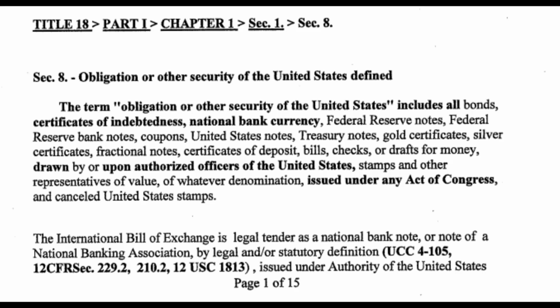Coupons are just the money orders that you get at the bottom of your bill. That is all money. United States notes, Treasury notes, gold certificates, silver certificates, fractional notes, certificates of deposit, bills, checks, or drafts of money. All of it is money. Drawn upon or upon authorized officers of the United States, stamps and other representatives of value of whatever denomination issued under any act of Congress and canceled upon the United States stamp.